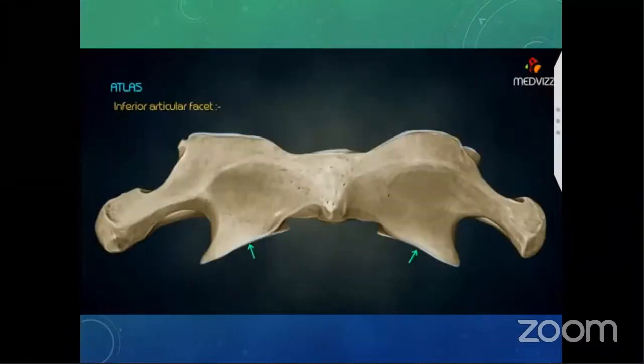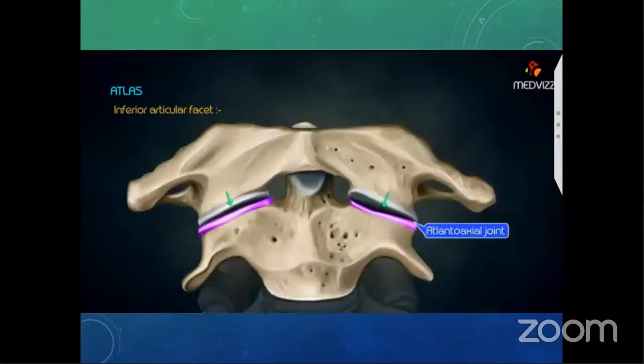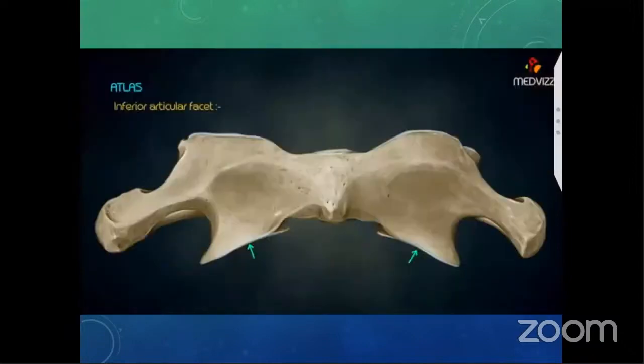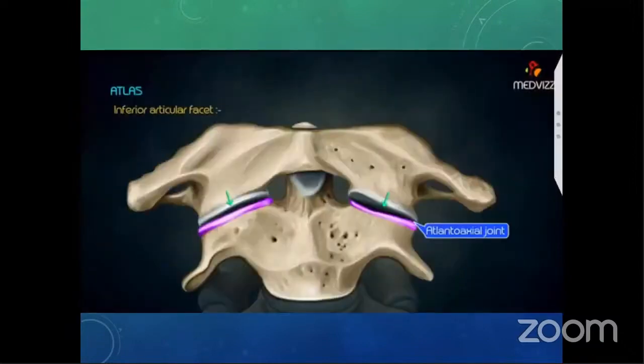Next is the inferior articular facet, which are also present bilaterally, and they are directed downward, backward, and laterally. They contribute to the second articulation, and they articulate downward with the superior articular facet of the axis and form the atlantoaxial joint. So the two articulations here, you can see superiorly they form the atlanto-occipital joint, whereas inferiorly it forms the atlanto-axial joint, providing the cervical spine a great degree of mobility.